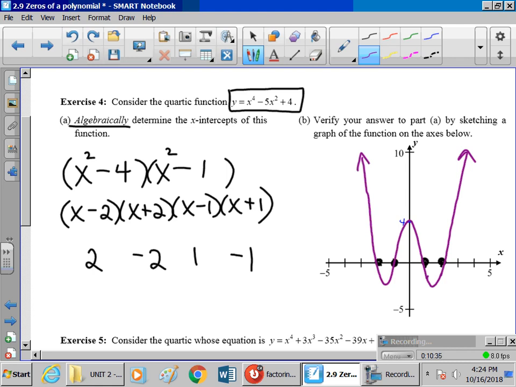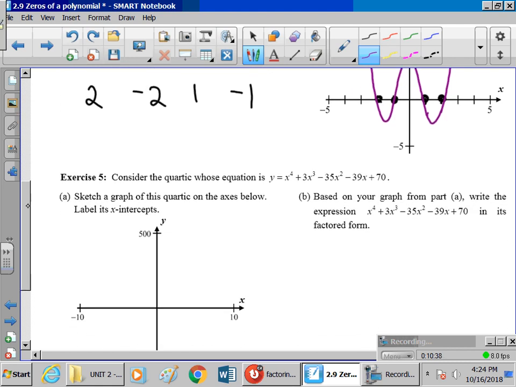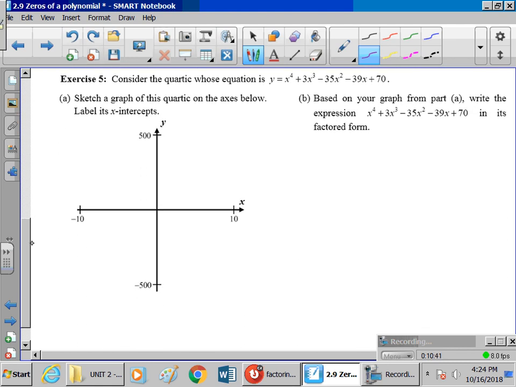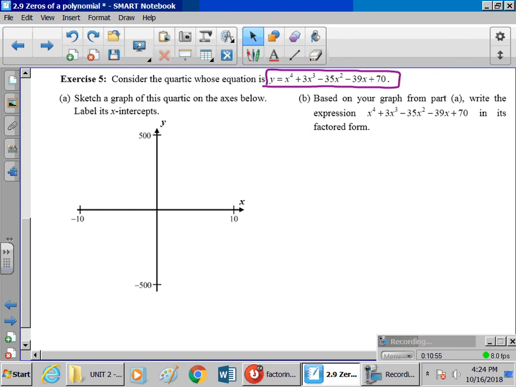And let's look at exercise 5, which is our last one for this lesson. All right, so consider the quartic whose equation is this right here. Sketch a graph of this quartic on the axis below and label its x-intercepts. So one more time, I've already done this. It's not so bad. This one actually has zeros at -5 and +5, and at +1 and -1, and I think up here is somewhere close to 70.